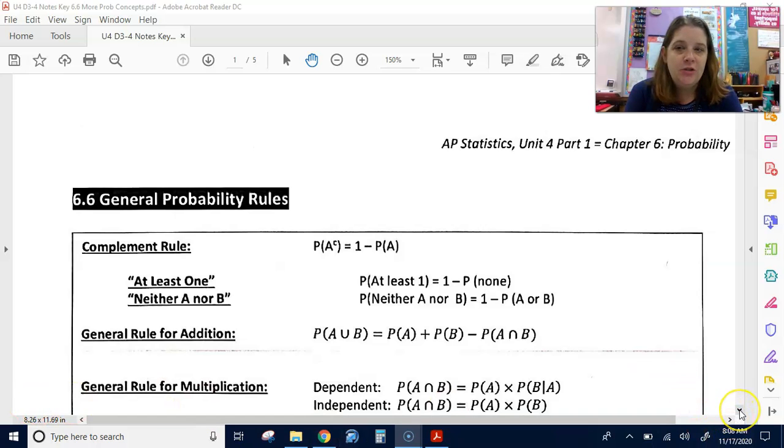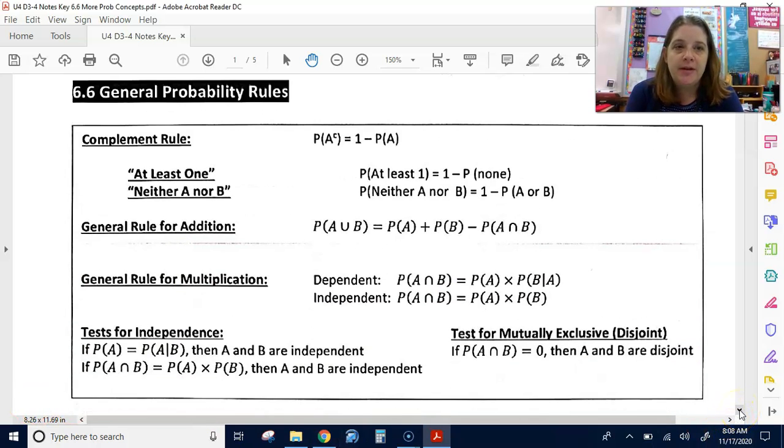All right. This is just a quick walkthrough of the 6.6 notes for my absent and quarantined students. So we have several rules we've talked about so far. This section just sort of puts everything together.